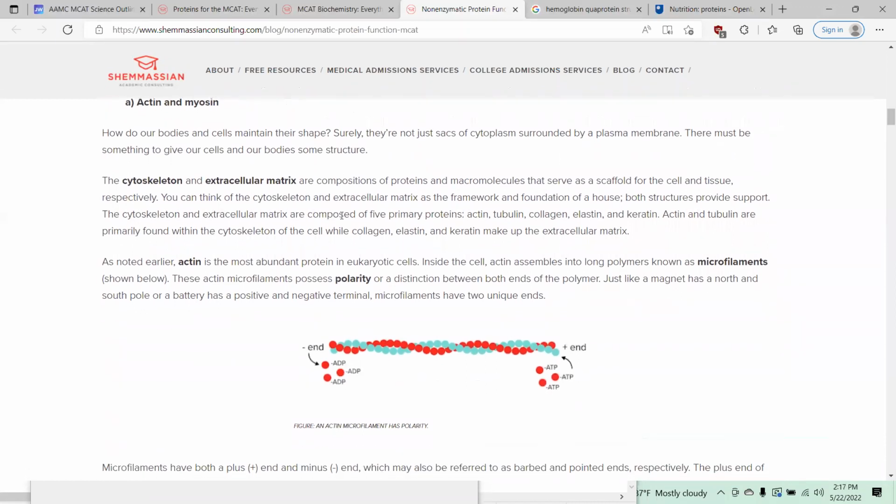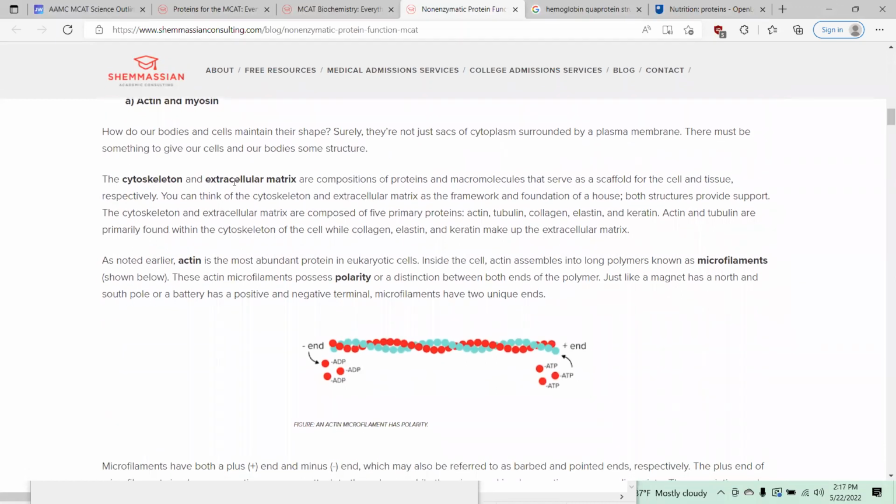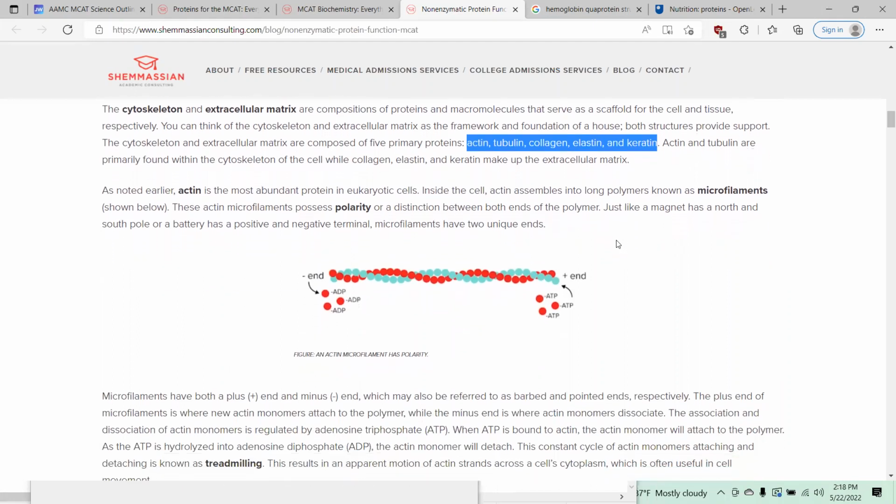So we have the cytoskeleton and the extracellular matrix, and we have your actin, tubulin, collagen, elastin, and keratin. That's something you can put on an Anki card and memorize if you want. Actin and tubulin are primarily found within the cytoskeleton of the cell, while collagen, elastin, and keratin make up the extracellular matrix. So again, that's just another fact, right?